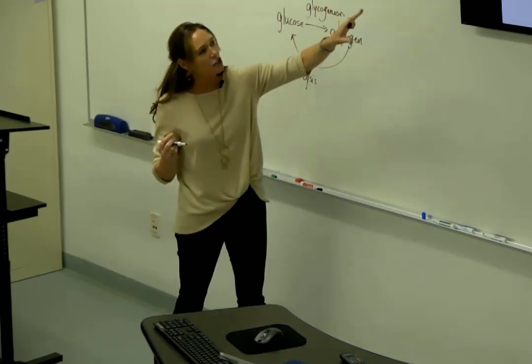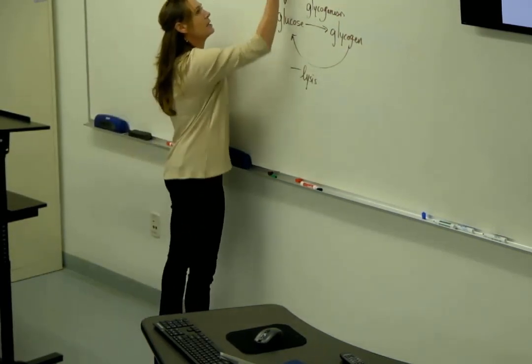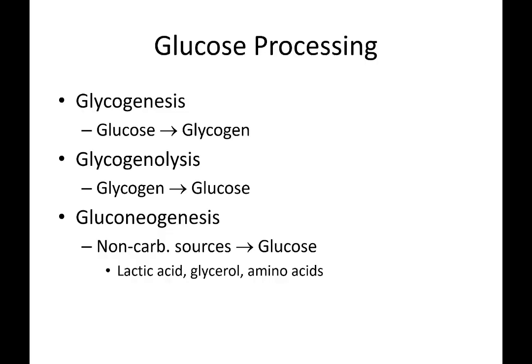Then this other one is gluconeogenesis. Normally we get glucose because we eat carbs. But sometimes we need to make glucose, mainly because the brain will not live off of anything else. It only will live off of glucose. And if you're not going to eat carbs, then you have to get it from something else. So fats or proteins can be used to make glucose, and really that's for the brain. That's known as gluco, and neo means from a non-carb source.